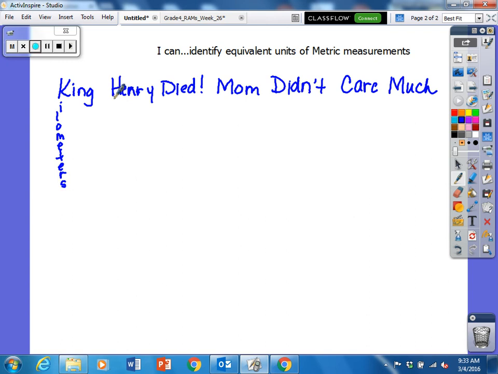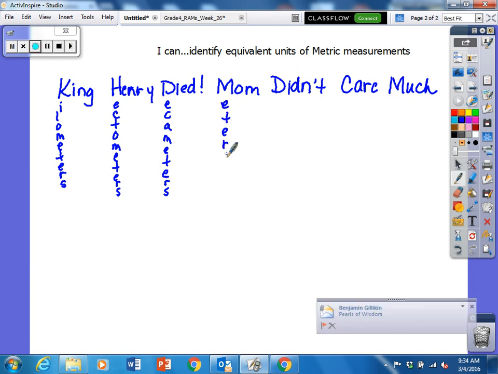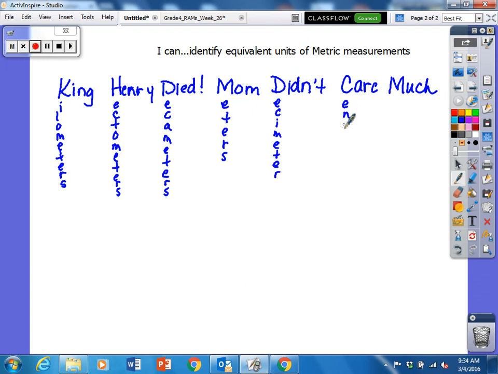Henry stands for hectometers, however you want to say that. Died stands for decameters. And again, these aren't the ones we have to know, but it's good to know the whole. M for Mom stands for meters, which is one that we are going to be working with. Didn't is decimeter. Care is centimeter, again, another measurement that we do need to know. And much is millimeter.